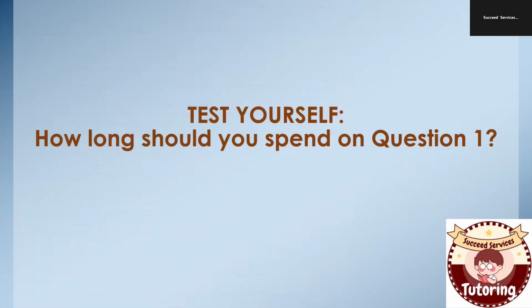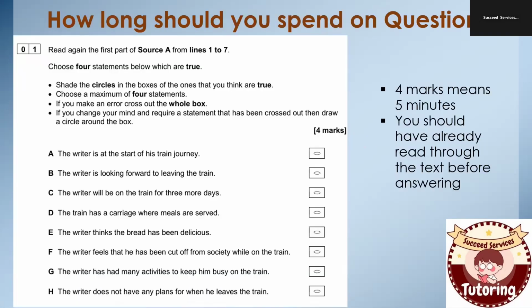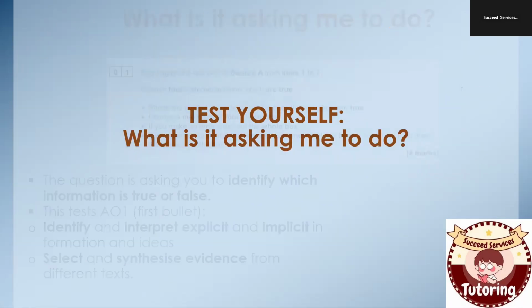How long should you spend on question 1? Pause it here and think about how long you should spend. Okay, are we ready? 5 minutes, maximum 5 minutes. You should spend the least amount of time on question 1 on both papers. Make sure you've read through the text before starting any questions. You should spend 10 minutes at the start of the exam reading the text, especially for paper 2 where you have 2 texts.